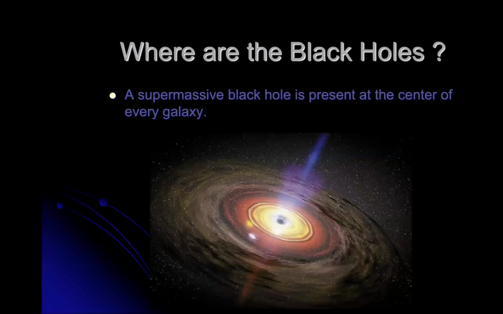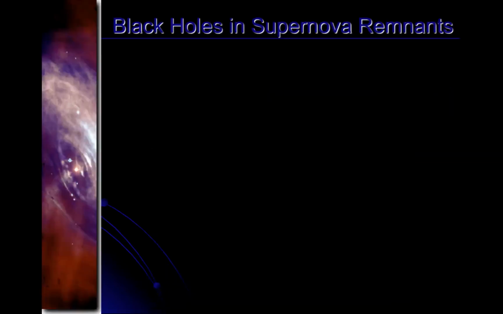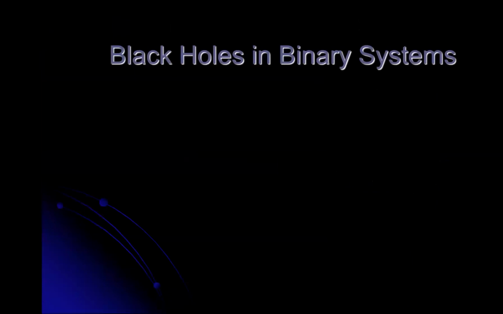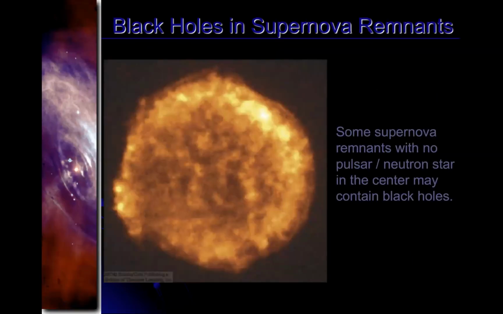Where are the black holes? A supermassive black hole is present at the center of every galaxy. There are black holes in supernova remnants. We talked about how supernovas cause neutron stars to form.